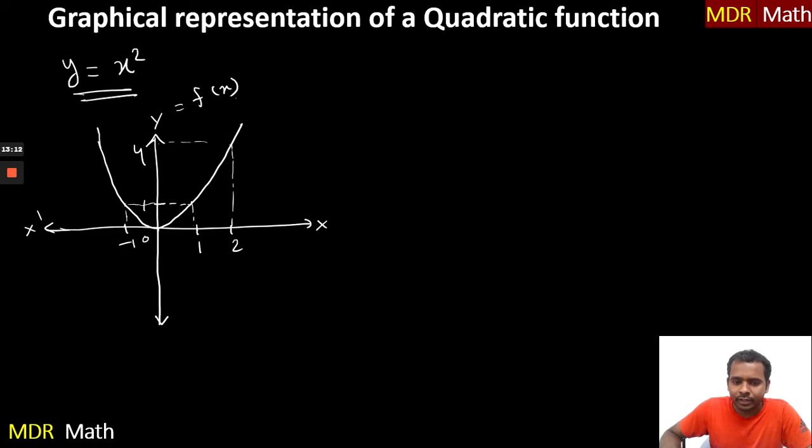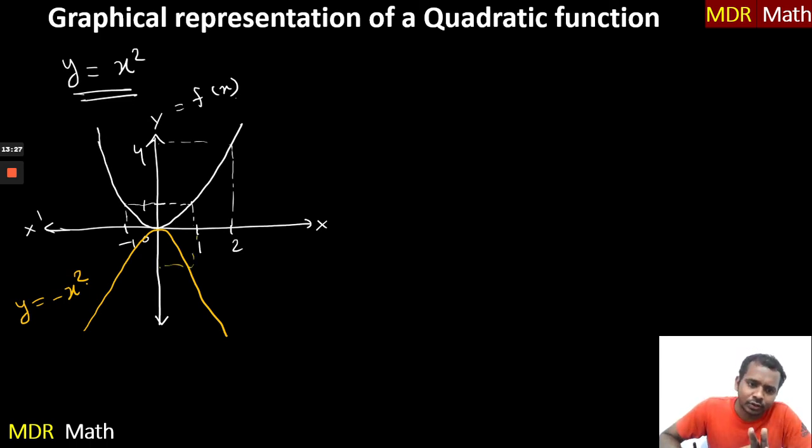Similarly, if we take the curve y is equal to minus x square, the values remain the same. When you substitute x is equal to 1, y is equal to minus 1 square, that will become minus 1. So minus of minus 1 whole square is also minus 1, so the curve completely comes on the negative side of the y-axis.